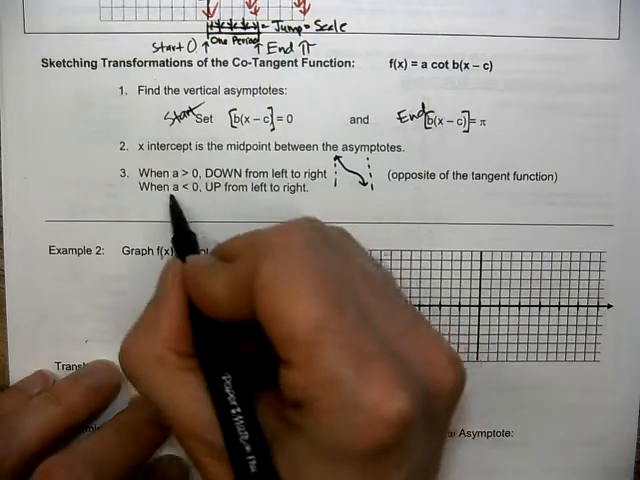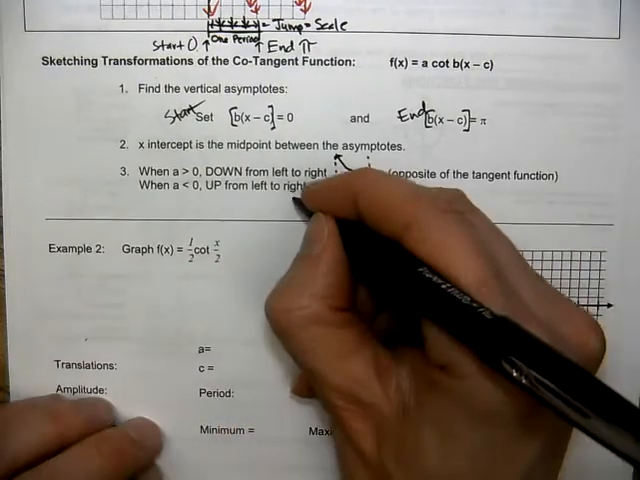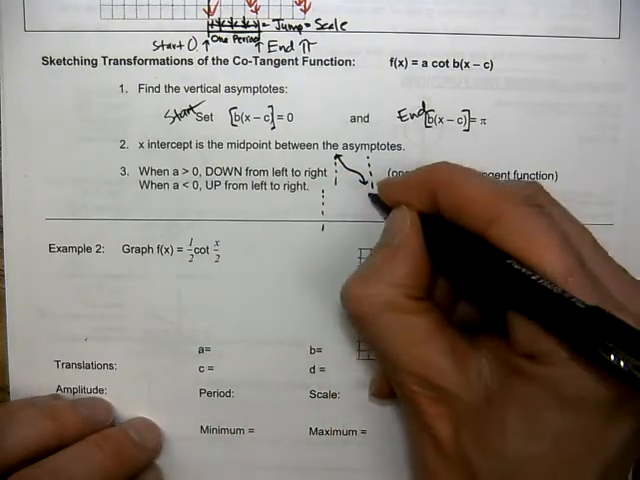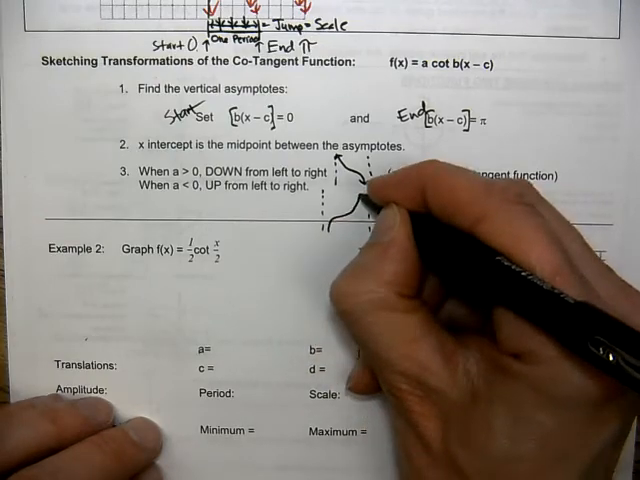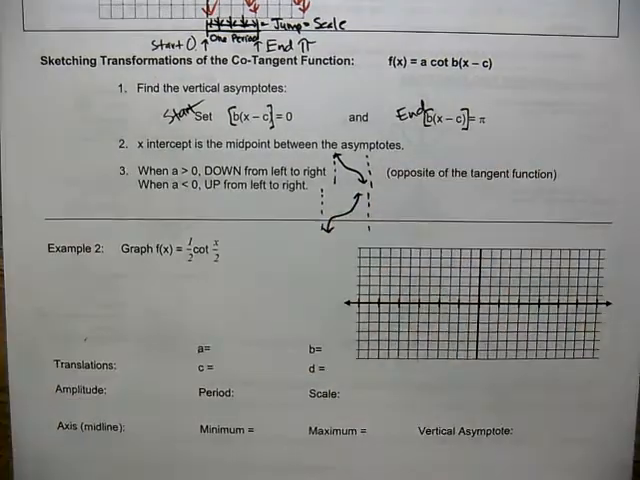But if we have a negative in front, that means we're going to reflect it upside down. So if you think about that, you're going to reflect it upside down, and that turns it into a tangent graph. So tangent and cotangent look very similar, just by a matter of reflecting it upside down.